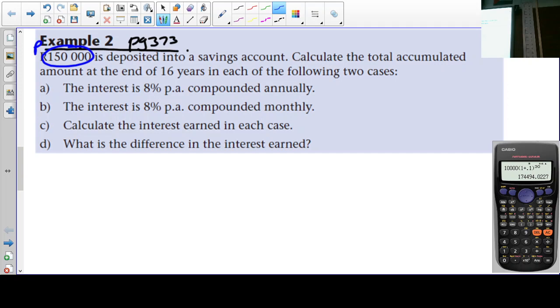So what am I going to calculate here? Isn't this exactly the same thing? No. Calculate the accumulated amount. So I'm calculating A at the end of 16 years. So this is your n. In each of the following 2 cases. The first one is A. The interest is 8% per annum compounded annually.